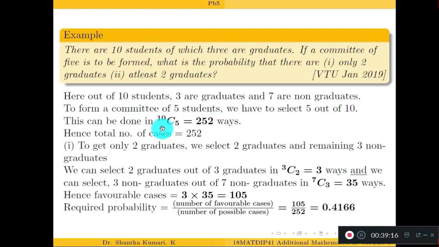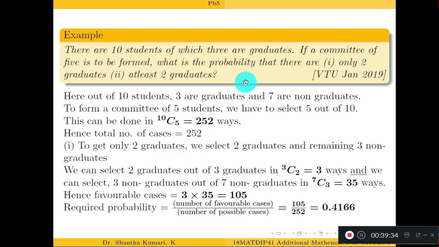Total possibilities, all possibilities. In such cases we are not writing the sample space, because it takes much time to write the sample space with 252 elements. So in such cases we directly count. So 252 elements are there in your sample space.